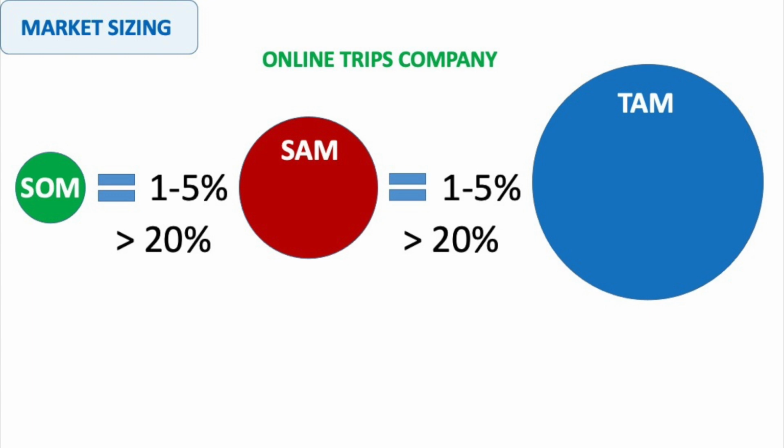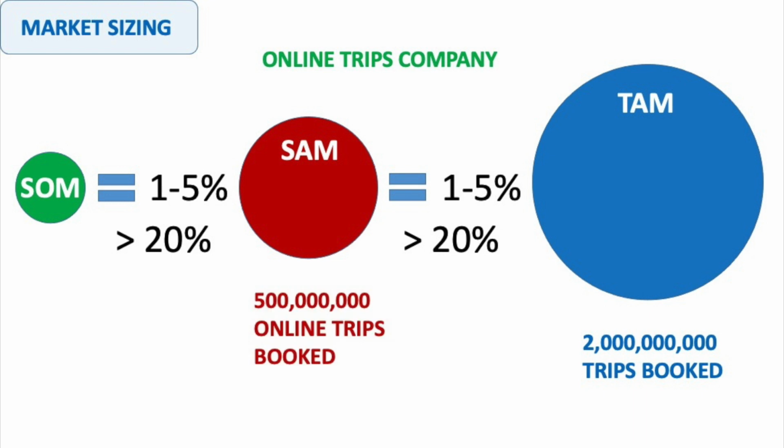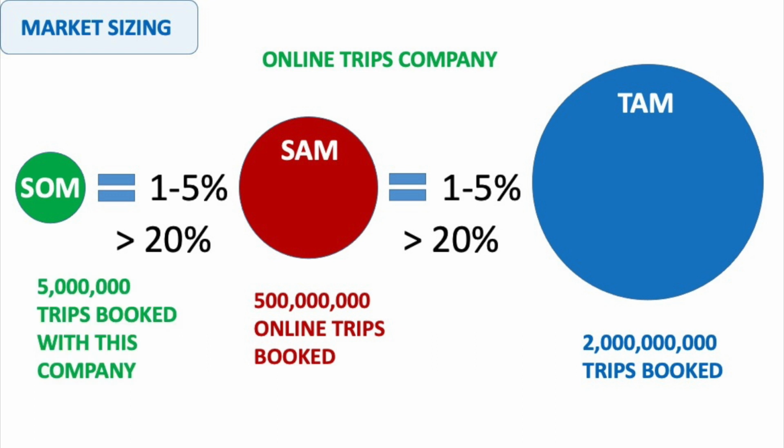This is an example of an online trips company's market sizing. Worldwide we have over 2 billion trips booked in a year. 500 million of them are trips booked online, so about 25% of the total market. This online trips company foresees getting about 1% of this digital market, so about 5 million trips booked in a year. An investor of this company has clear that the market is globally very big, that the first target market is feasible, and that with a good strategy it will be a good long-term investment.